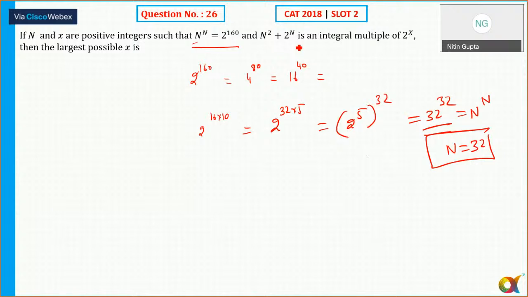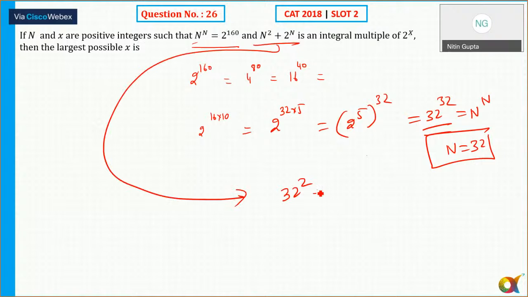Once I get n equal to 32, n squared, 32 squared, plus 2 raised to power 32, and it is an integral multiple of 2 raised to power x. So 32 is 2 raised to power 5, and its square is 2 raised to power 10. So 2 raised to power 10 plus 2 raised to power 32. I'll take out 2 raised to power 10 as common, giving 1 plus 2 raised to power 22.